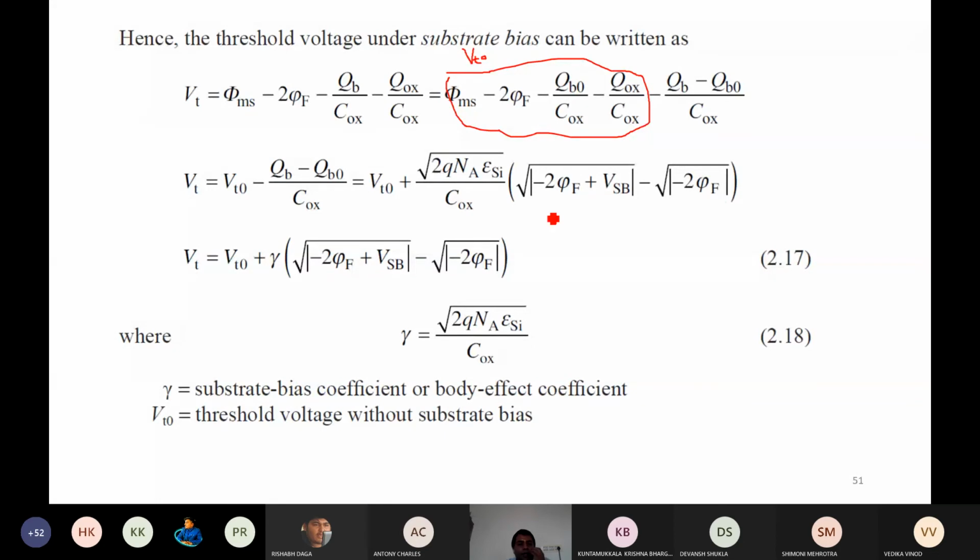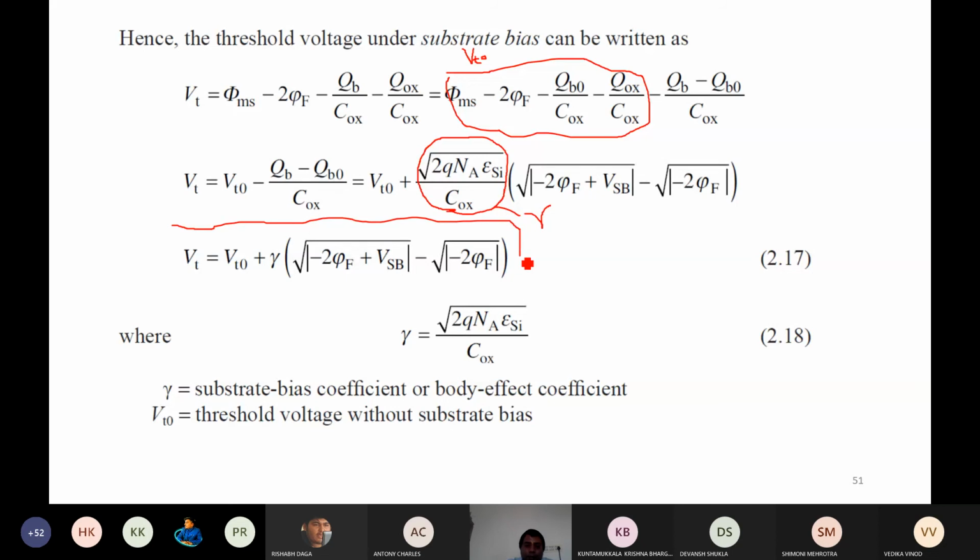So in this way, the term Q NA epsilon psi by COX under root is given a new symbol, that is gamma. So this term is gamma. So here VT equals VT0 plus gamma under root minus 2 phi f plus VSB minus root of mod of 2 phi f. This is the situation. So gamma is already taken, and this is the complete equation for the threshold voltage.